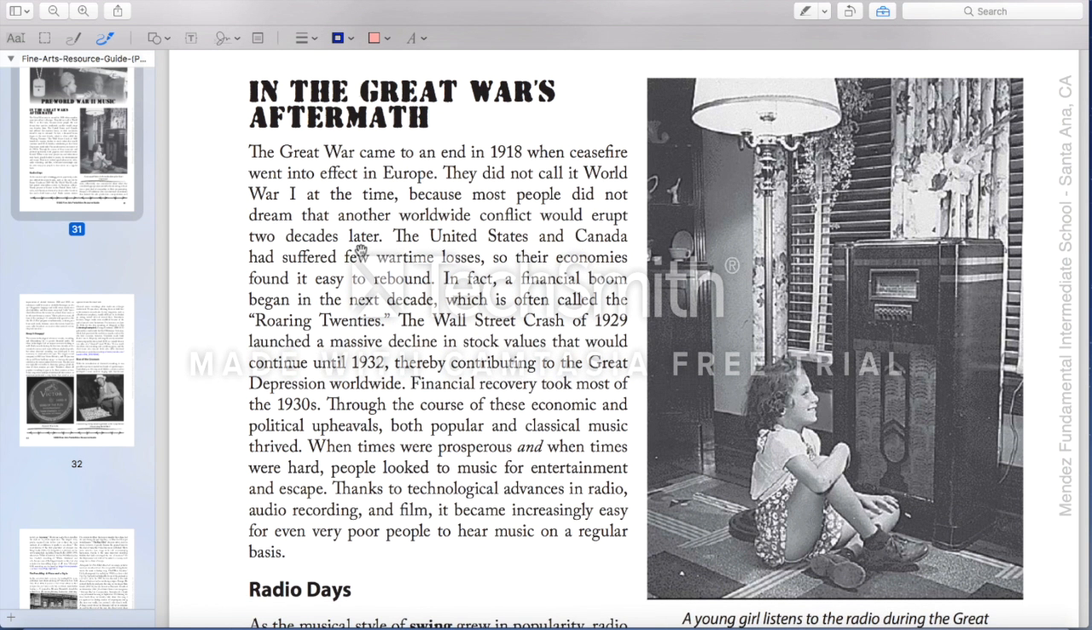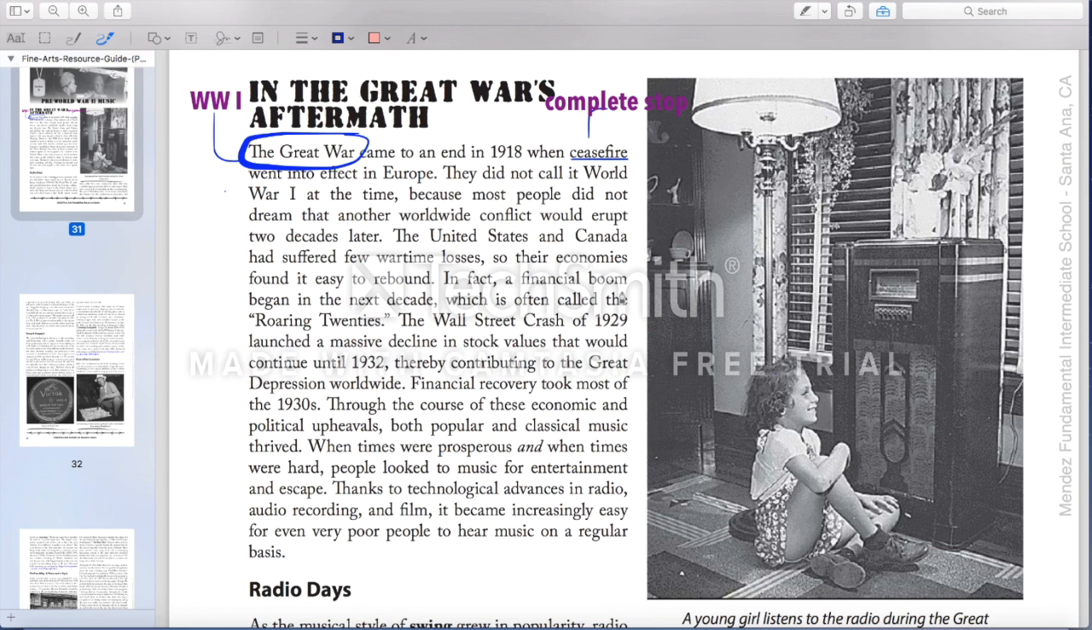In the Great War's aftermath. Just in case you guys don't know, the Great War is another term for World War I. Remember, this unit is about World War II, right? And so World War I was called the Great War. Okay, so I'm just going to put that there. It came to an end in 1918 when ceasefire went into effect in Europe. A ceasefire is a complete stop of a war or a conflict. Okay, a complete stop.